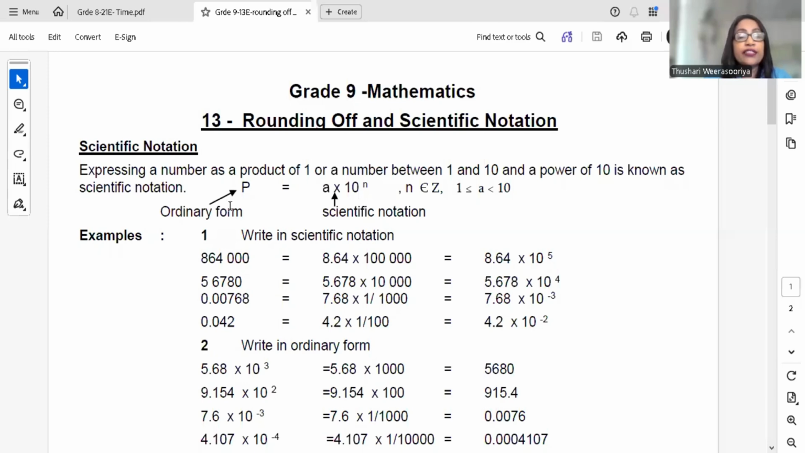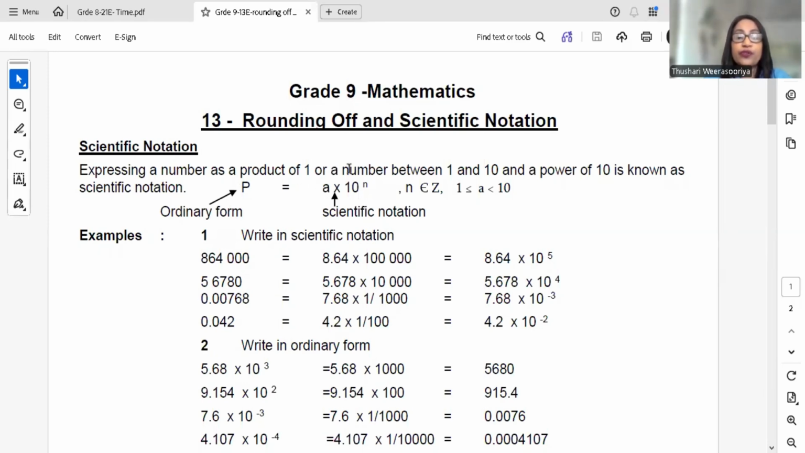Today we are doing the grade 9 English medium lesson, rounding off and scientific notation. That is the 13th chapter. First we'll learn about the scientific notation.